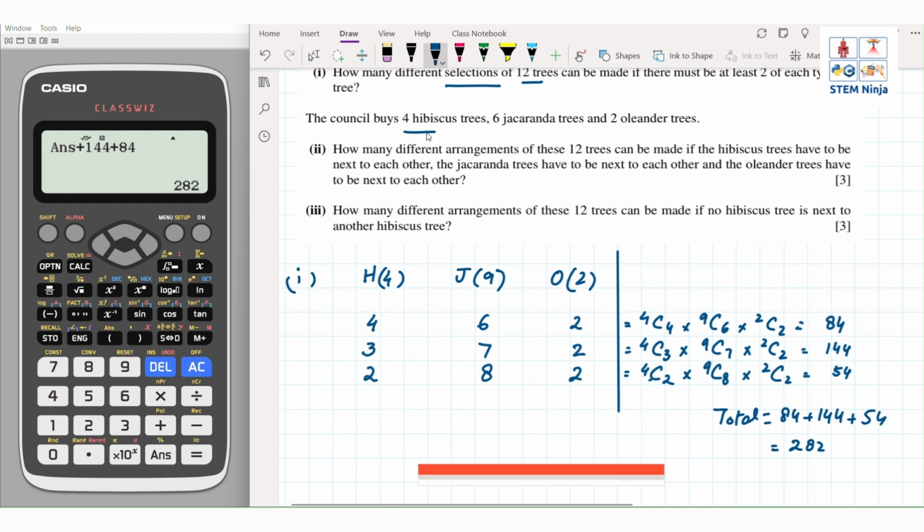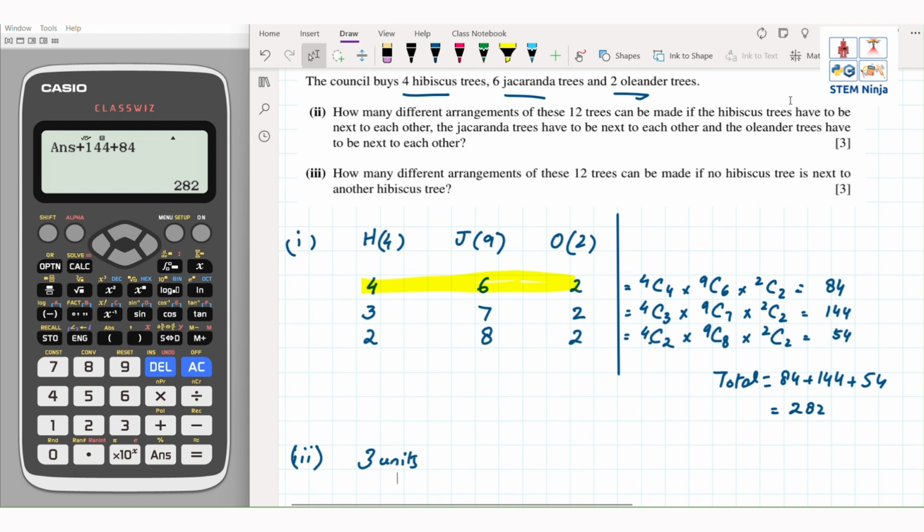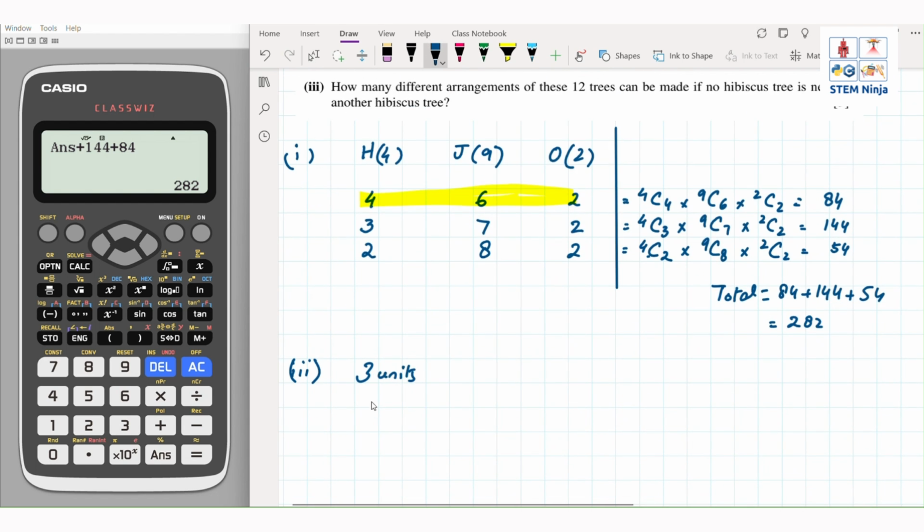The council buys 4 hibiscus trees, 6 jacaranda trees, and 2 oleander trees. So as you can see, this was this combination over here. How many different arrangements of these 12 trees can be made if the hibiscus trees have to be next to each other, jacaranda trees have to be next to each other, and oleander trees have to be next to each other? Okay, so that means we have 3 units over here, 4, 6, and 2, right?